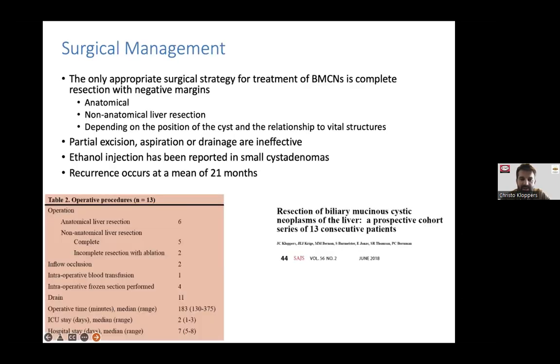So if we just look at the surgical strategy of these cystic lesions, as I showed you in that first picture, often they are quite tricky as they are large, and they're often central, and they're often complex. But the only appropriate surgical strategy for them is complete resection with negative margins. And although invasion is very rare, they all are pre-malignant, and as they are mucinous, they also have a tendency to recur if you don't remove them completely.